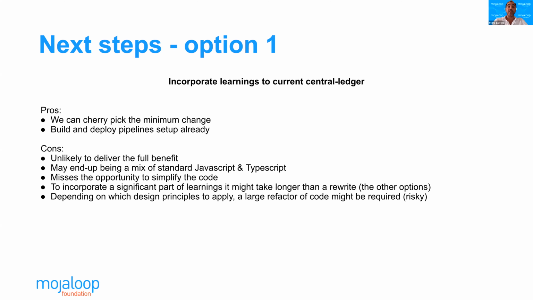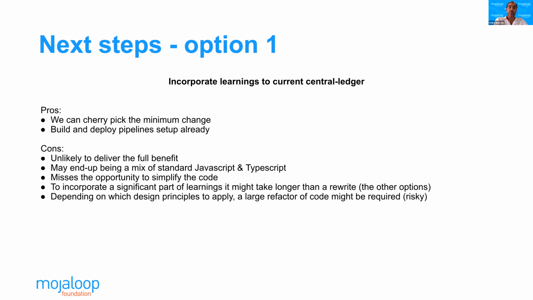It does miss the opportunity to simplify the code, which is something that we keep on doing, right? We keep using the same code bases and increasing added functionality, which eventually will lead to some technical debt. So we miss the opportunity to fix that in a fundamental way. And then to incorporate a significant part of the learnings, it might even take longer than the rewrite that the other options advocate for. Also, at the end, depending on which design principles to apply, a large refactor of code might be required, which is a risky business.